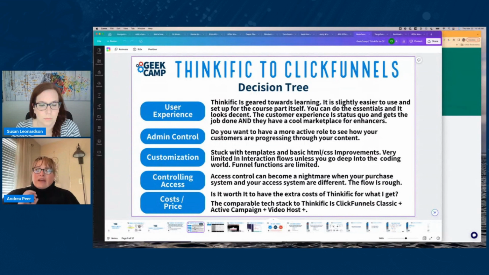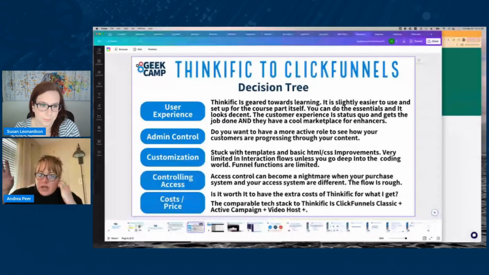And Thinkific has this really cool marketplace that you can add some really awesome enhancers to the learning experience, which I'll talk about a little bit, which just take your learning experience a little bit to the next level and make it super cool. So from a user experience standpoint, it is a little bit more technical, a little bit more complicated. You are going to invest a little bit in the learning curve, but it's not as much as I would say ClickFunnels is to do the same thing.